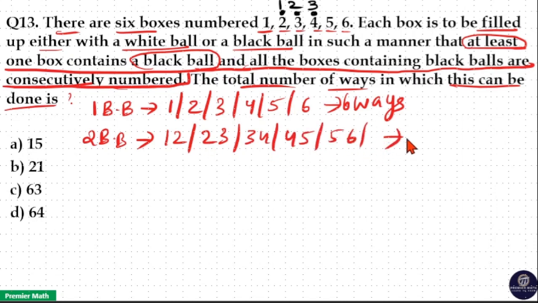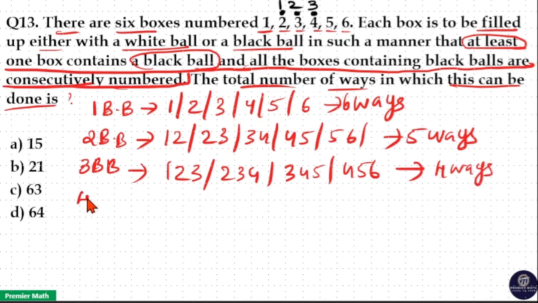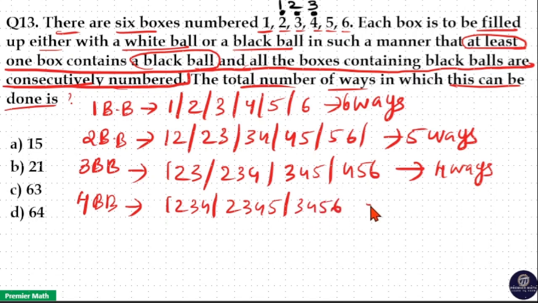So total 5 ways. Now if it is 3 black balls, I can place it in 1, 2, 3 position, or 2, 3, 4 position, or 3, 4, 5 position, or 4, 5, 6 position. So total 4 ways. Now if it is 4 black balls, I can place it in 1, 2, 3, 4 position, or 2, 3, 4, 5 position, or 3, 4, 5, 6 position. That is total 3 ways.